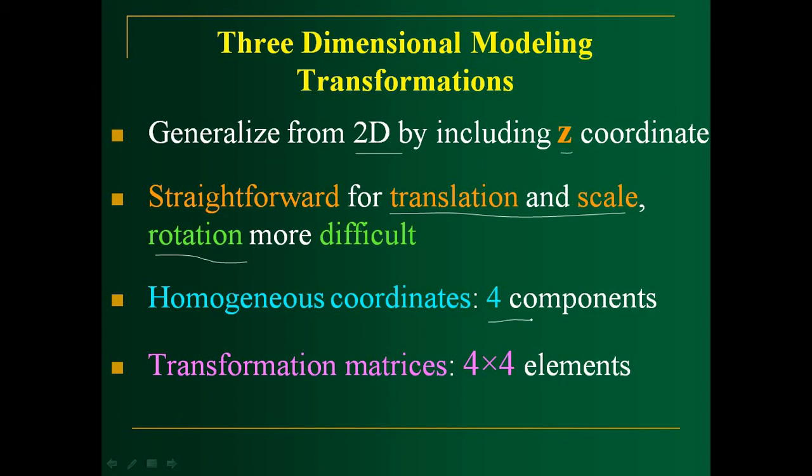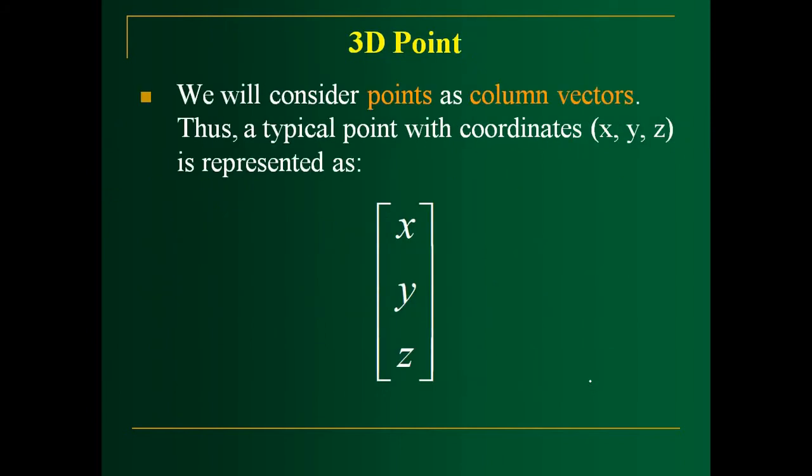In two-dimensional modeling, for homogeneous coordinates, we have three components. Here we will have four components. If we have four components, the transformation matrices will also be 4 by 4 elements. We will consider points as column vectors. Thus, a typical point with coordinates x, y, and z is represented as this. Here we have x, y, and z as a column vector.